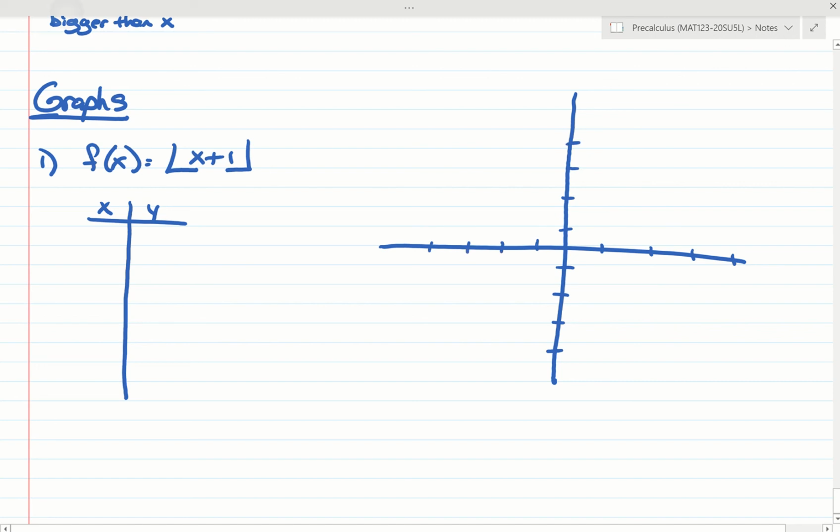We'll pick test points and let's see what kind of shape we get. Let's start at 0. 0 plus 1 is 1. And what's the greatest integer not bigger than 1? The answer is 1.